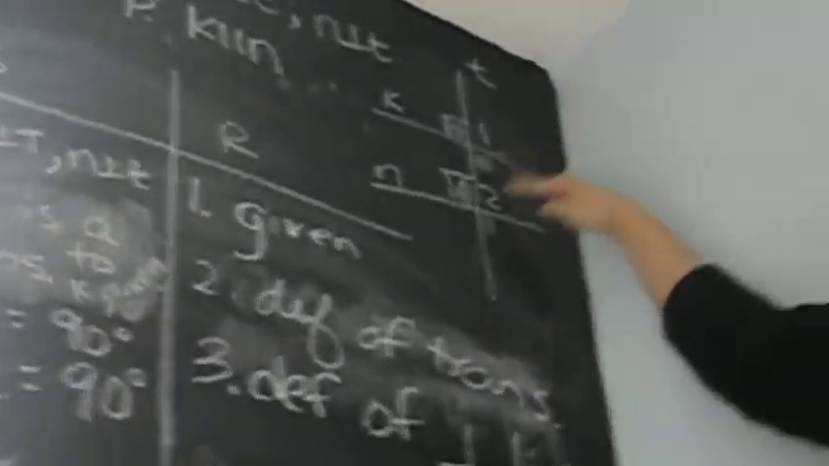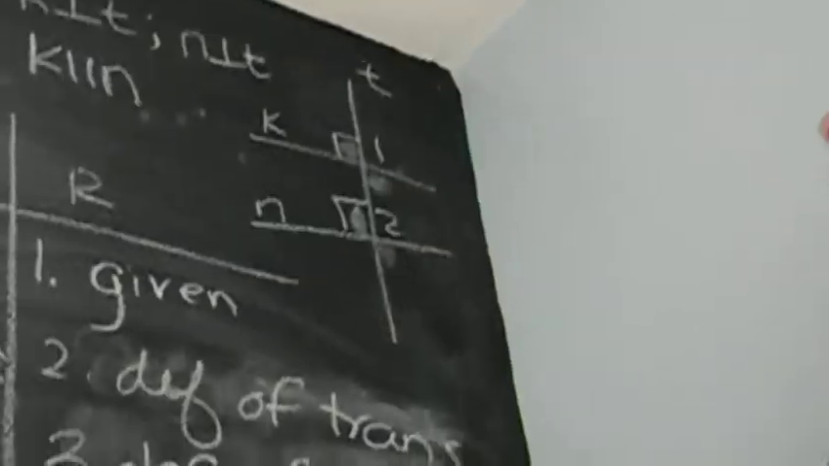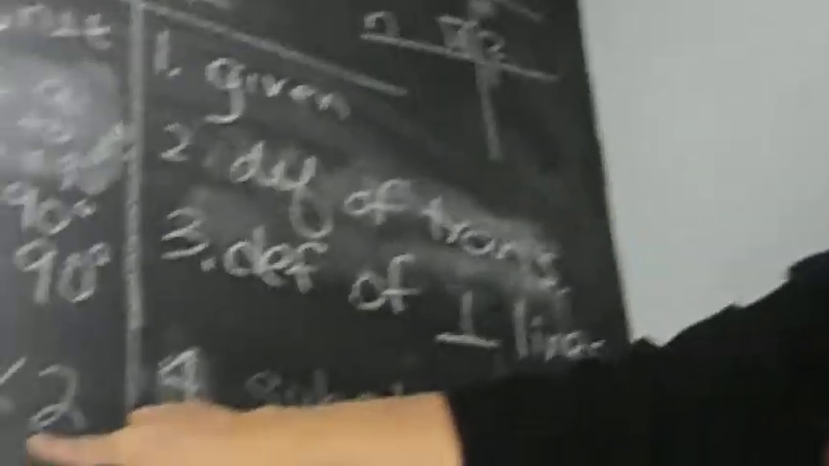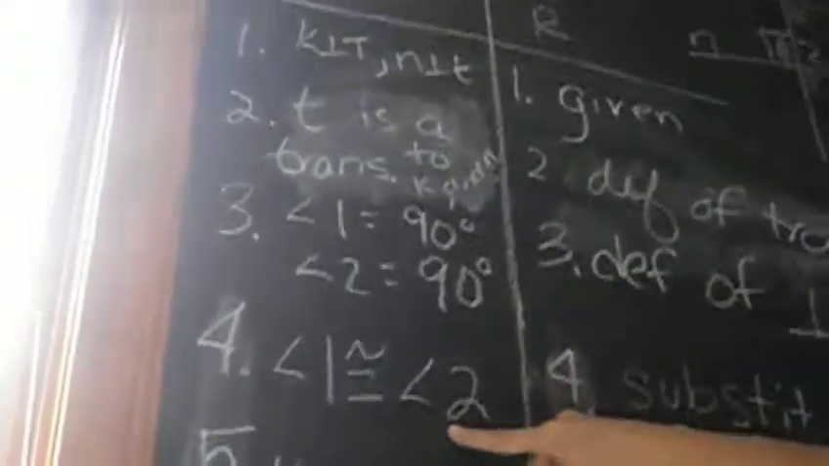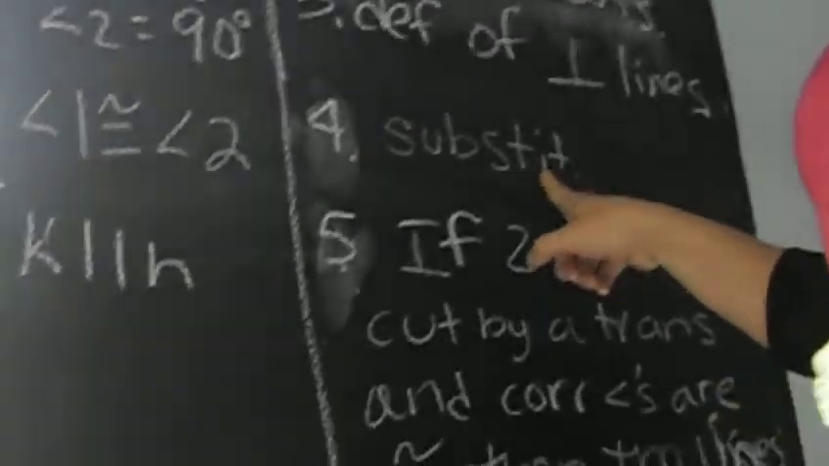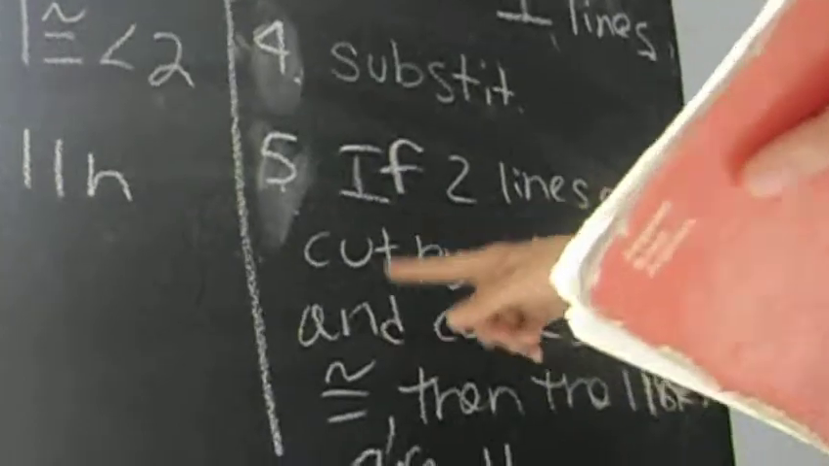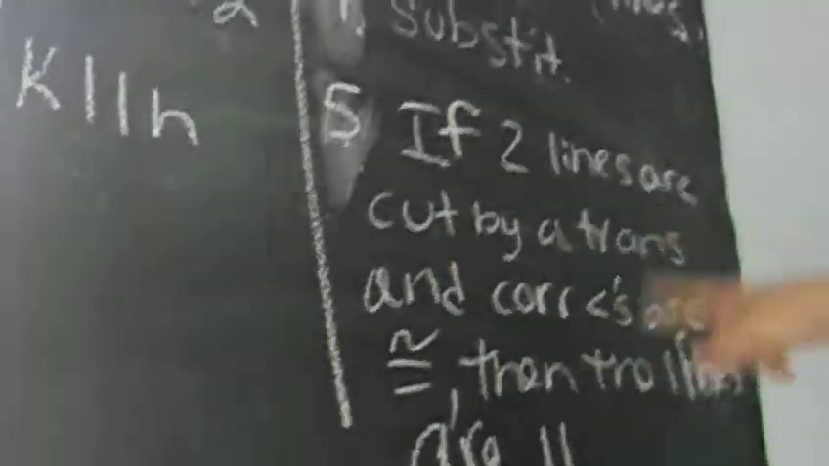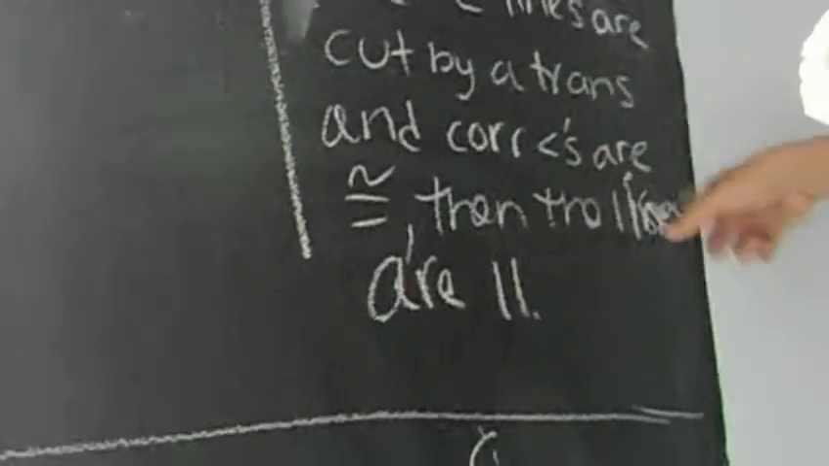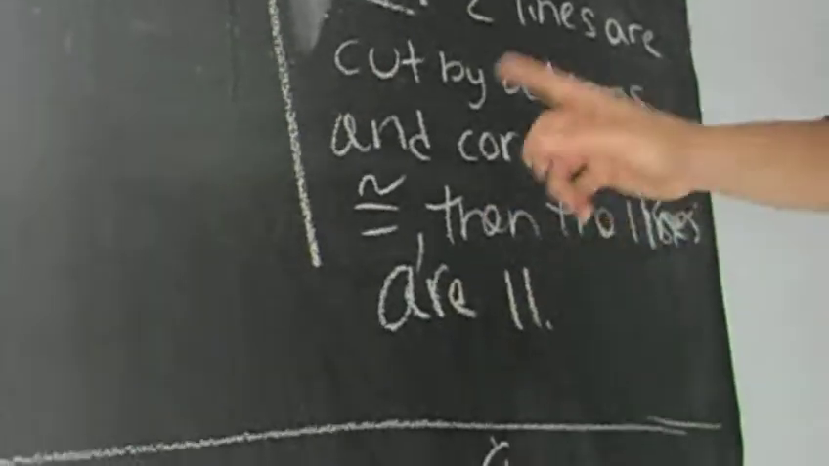I said angle 1 and angle 2 are 90 degrees, definition of perpendicular lines. So therefore, angle 1 is congruent to angle 2 by substitution. And then K is parallel to N because if two lines are cut by a transversal and corresponding angles are congruent, then the lines are parallel. And that's what I had to prove.